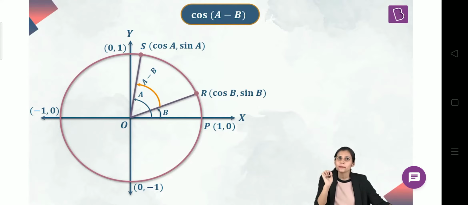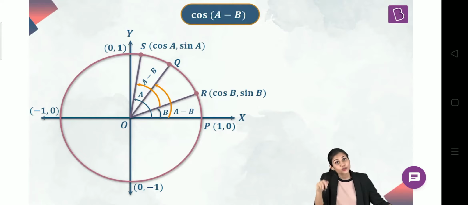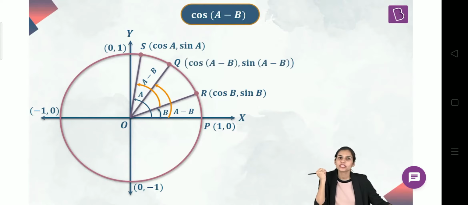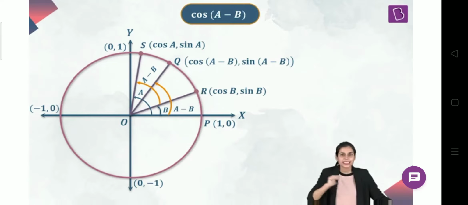Now that I know the measure of the angle A minus B, I am going to do a very smart step. I am going to deliberately consider a point Q on the circle such that OQ makes an angle of A minus B with the positive x-axis in the anti-clockwise sense so that the coordinates of point Q eventually turn out to be cos of A minus B, sine of A minus B. Yes? Now, in this entire process, what have I obtained? Let me share that with you.